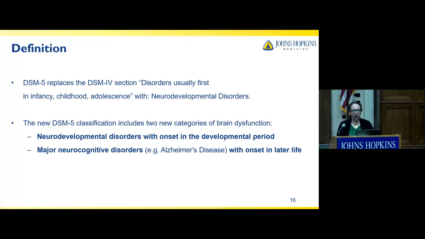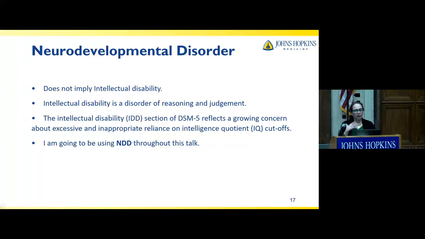Now, DSM-5 replaced the DSM-4 section of disorders usually first diagnosed in infancy, childhood, or adolescence with a new section called neurodevelopmental disorders. The new DSM-5 classification includes two new categories of brain dysfunction: neurodevelopmental disorders with onset in the developmental period and major neurocognitive disorders with onset in later life. In adult psychiatry, you of course will see most commonly the second part. Again, I'm going to be using NDD throughout this talk, as you have heard my pronunciation of it. When I speak fast, it gets iffy.